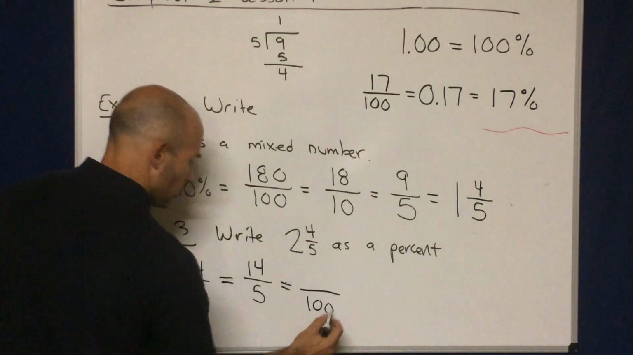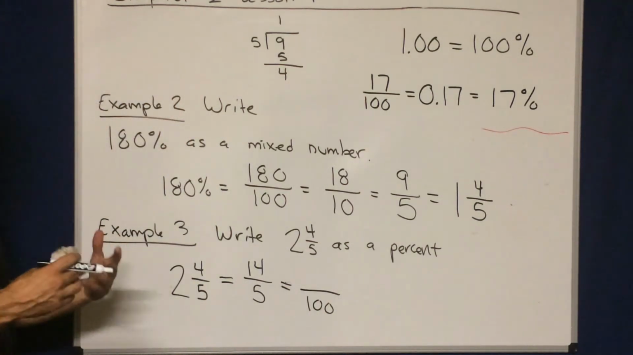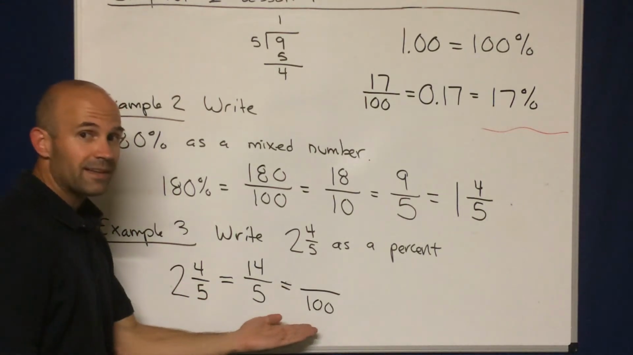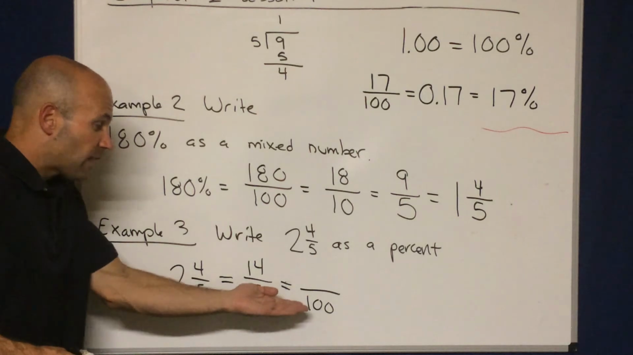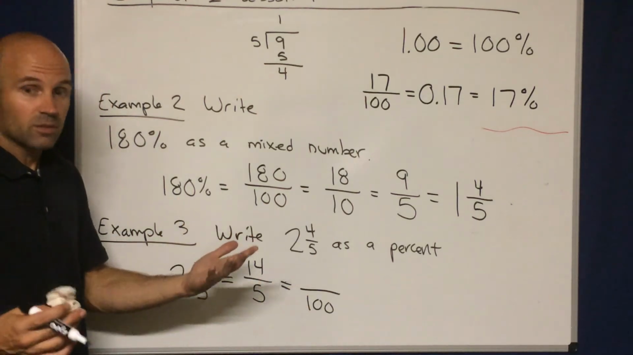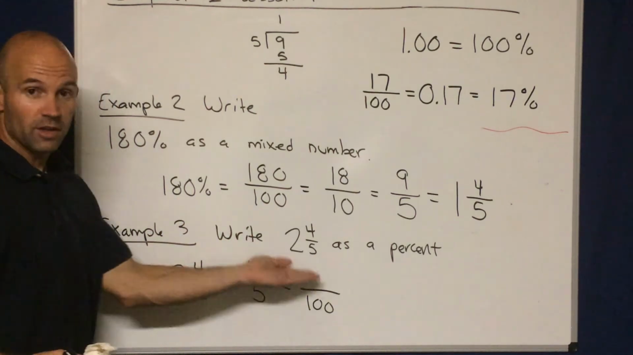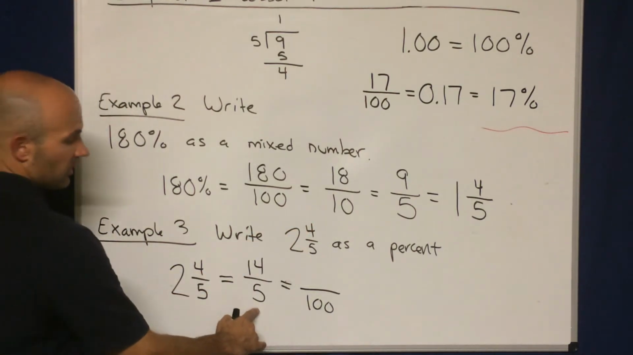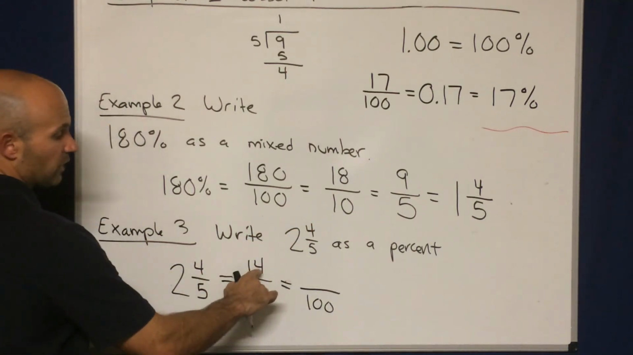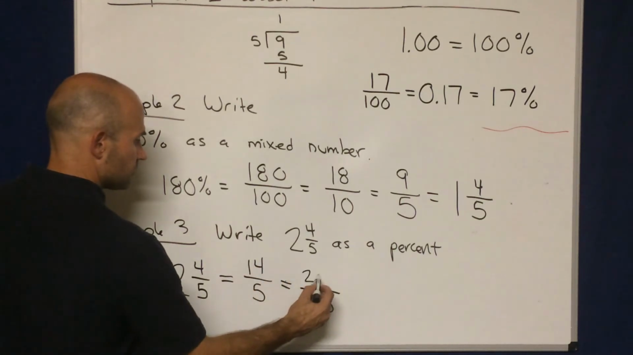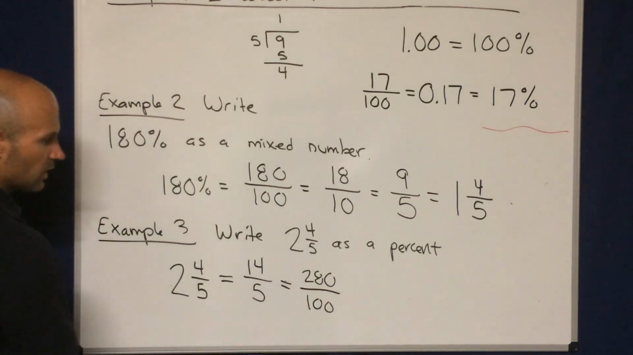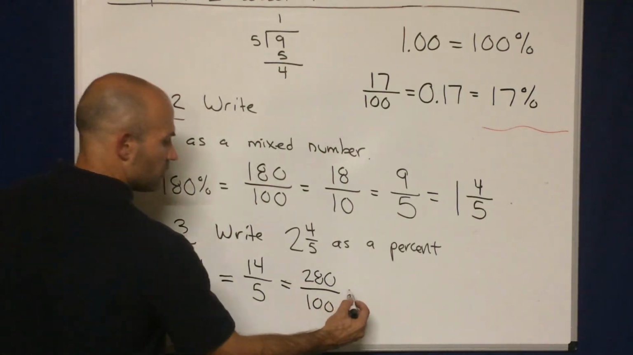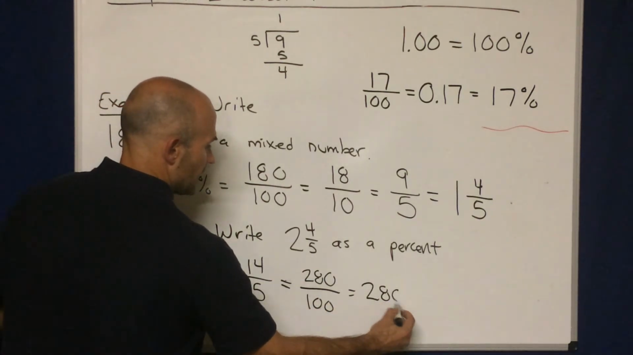So what's happening is we're really building on quite a bit of the tools that we've learned. Sometimes I do this a little bit quickly, and if it goes too fast, just go back and review some of the ideas from chapter 1, writing one fraction as another fraction. This is the equivalent fraction stuff. So 5 times 20 is 100, so I have to multiply 14 by 20, which is 280. Now I'm ready to go. I can convert this to a percent. This would be 280%.